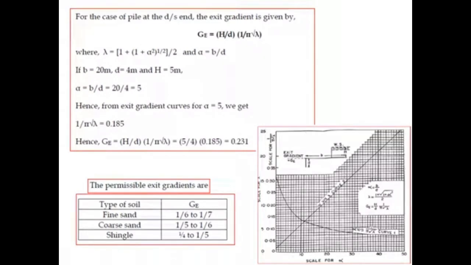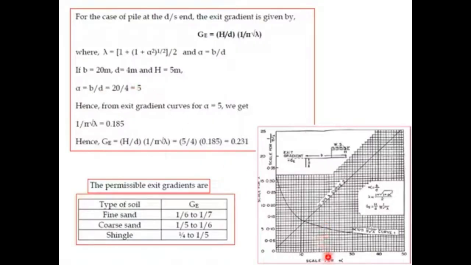You can also find the exit gradient from this particular graph. So here it is nothing but H by d, where d is the depth of the pile, into 1 by pi into root of lambda, where lambda is given by this value, and alpha is known as b by d. For example, if b is equal to 20 meters, the depth of pile is 4 meters, and the head of water is 5 meters, then alpha can be calculated first as b by d. So then that comes to 5.